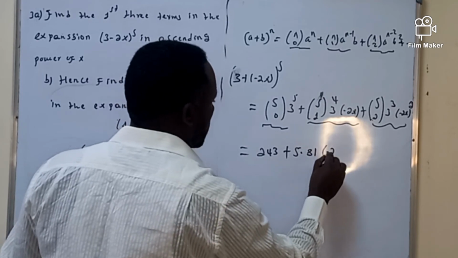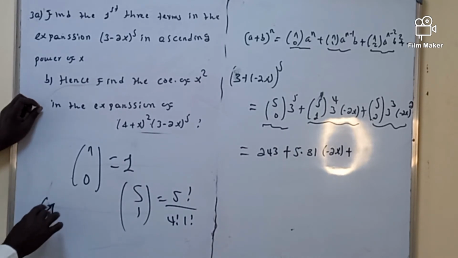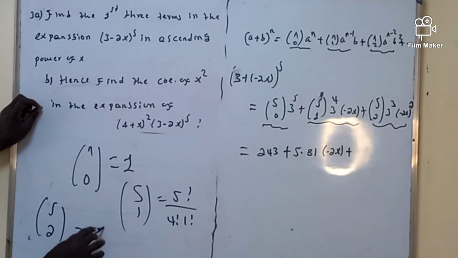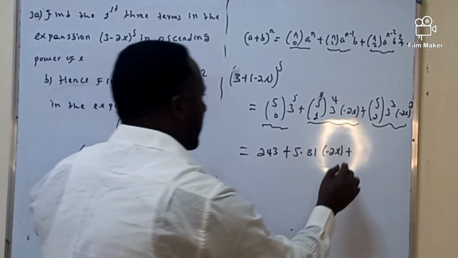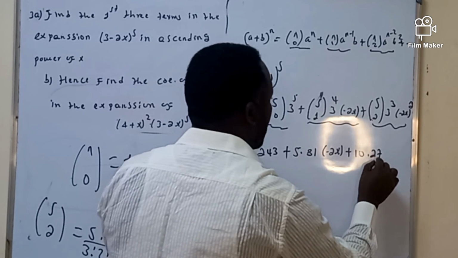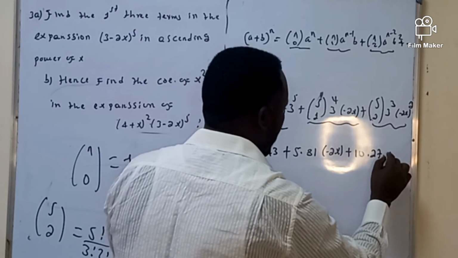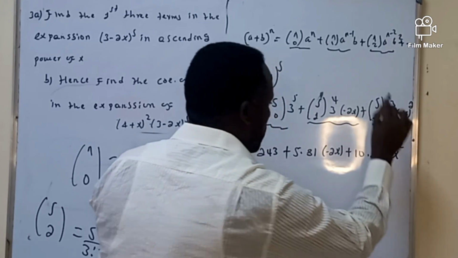81 into minus 2x, plus then the combination of 5, 2, which is exactly 5 factorial over 3 factorial, 2 factorial. This is going to be 5 times 4 times 3 factorial over 3 factorial, 2 factorial. The 3 factorial cancels, and this is 2. That is going to be 10. 10 times 27 times minus 2x the whole square, which is 4x squared.